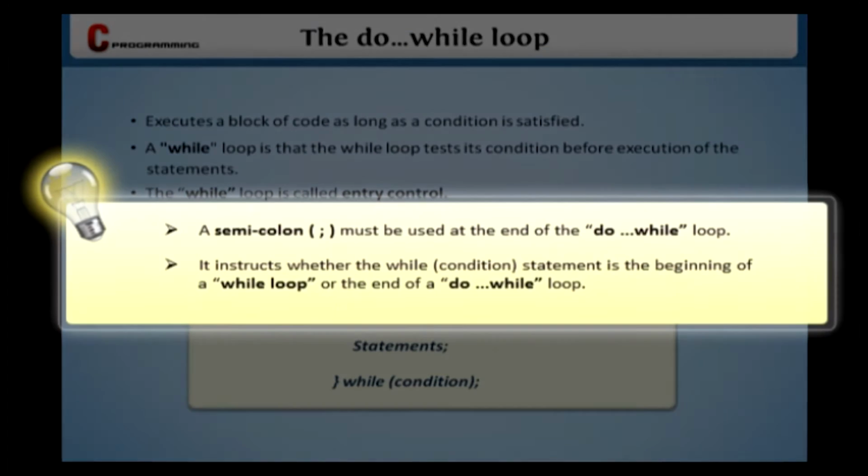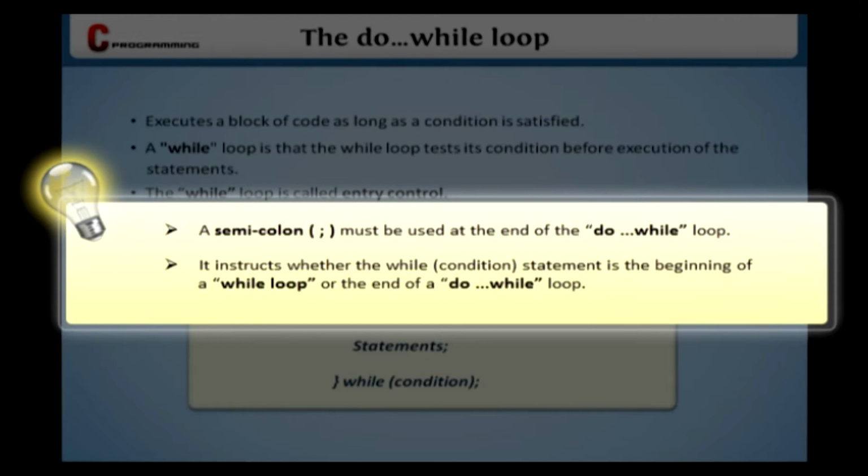Here are some important points about the do-while loop. A semicolon must be used at the end of the do-while loop. A semicolon is needed because it indicates whether the while condition statement is the beginning of a while loop or the end of a do-while loop.